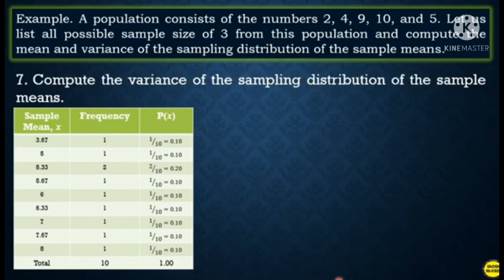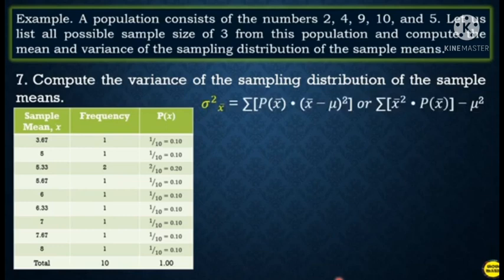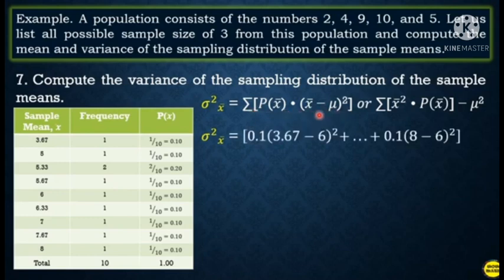Next. Okay, the step number 7, compute the variance of the sampling distribution. So, ito class ang gagamitin natin formula. Okay? Ito ang gagamitin ng formula. So, that is the probability times the sample mean minus the population mean squared. Okay? Ulitin natin. Summation of the probability times the sample mean minus the population mean squared.